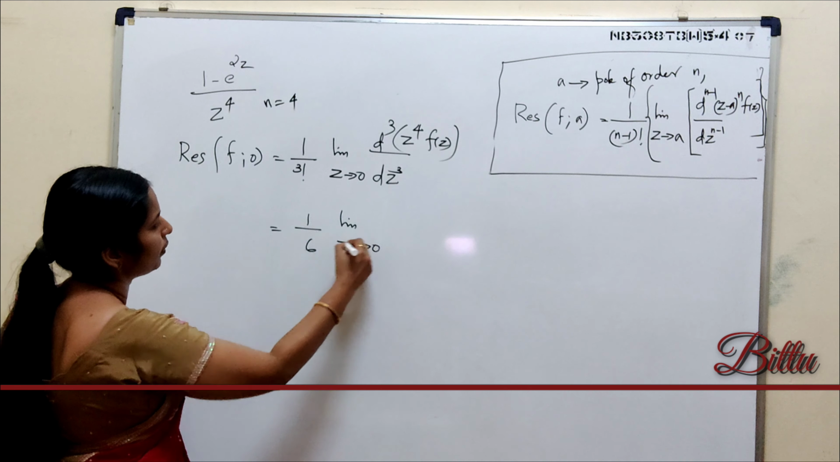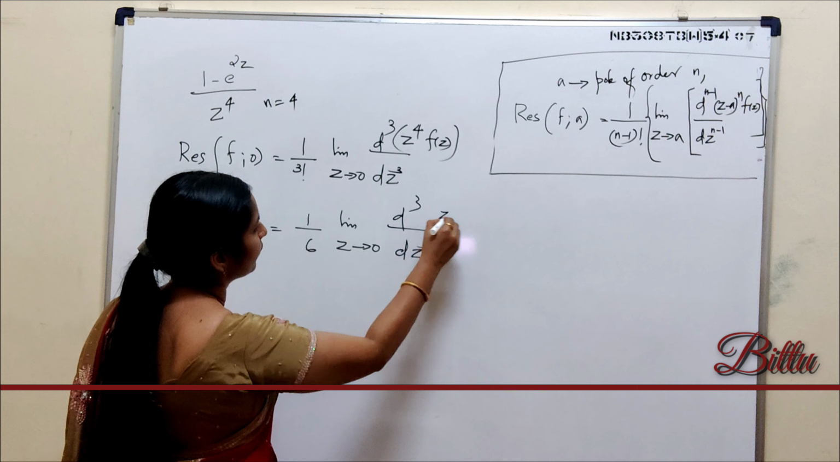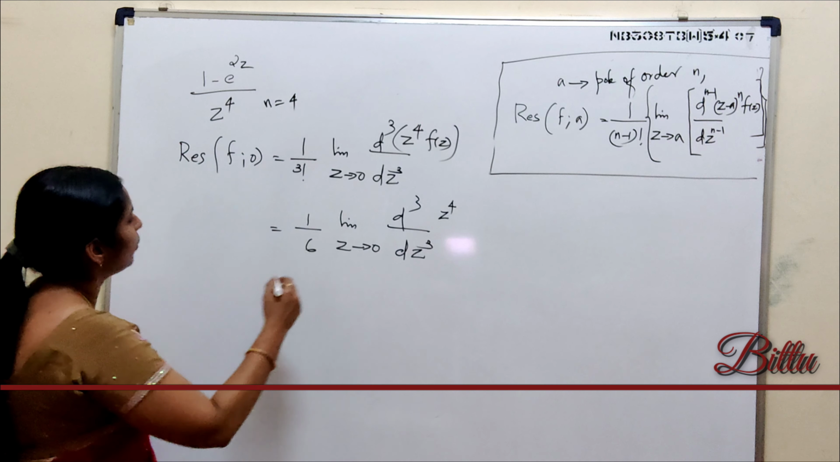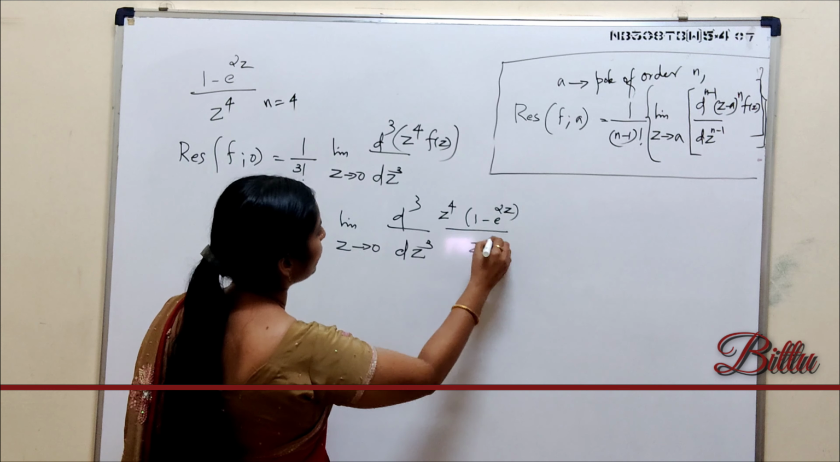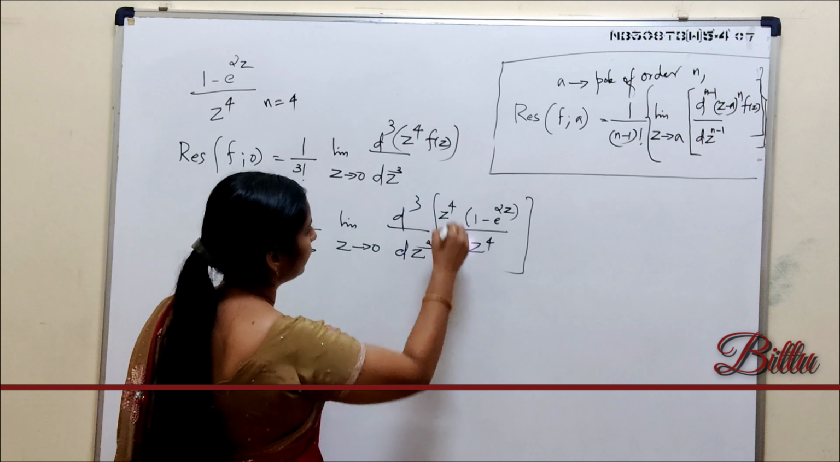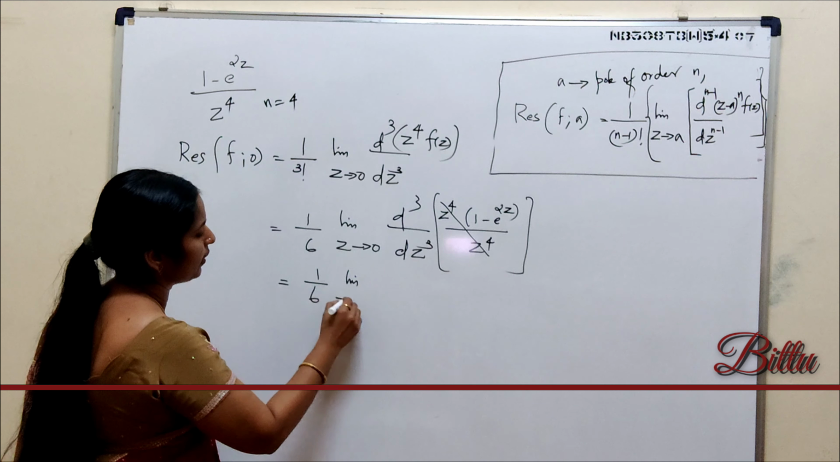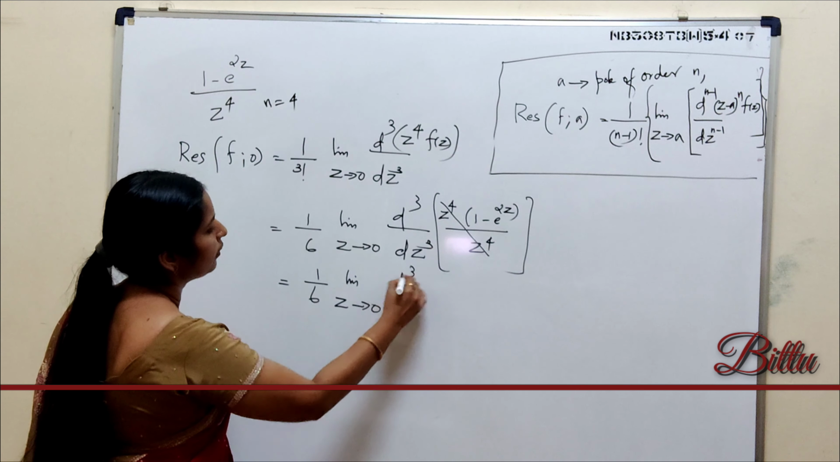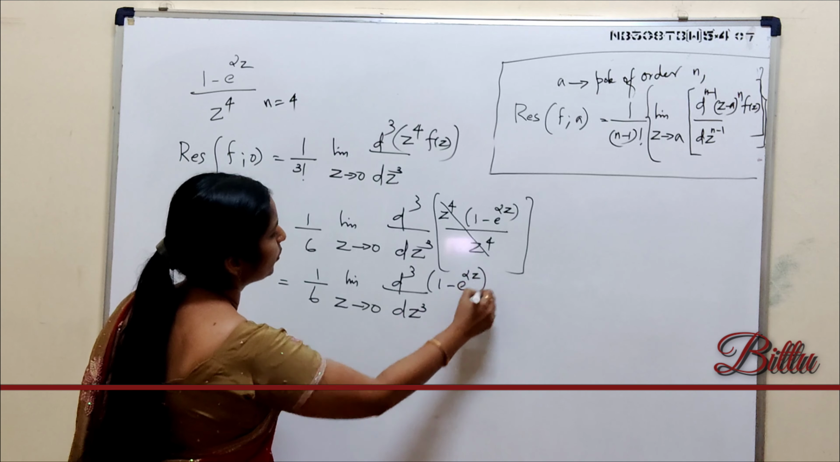Limit z tends to 0, third derivative of z raised to 4 into (1 minus e raised to 2z) by z raised to 4. That is 1 by 6, limit z tends to 0, third derivative of 1 minus e raised to 2z.